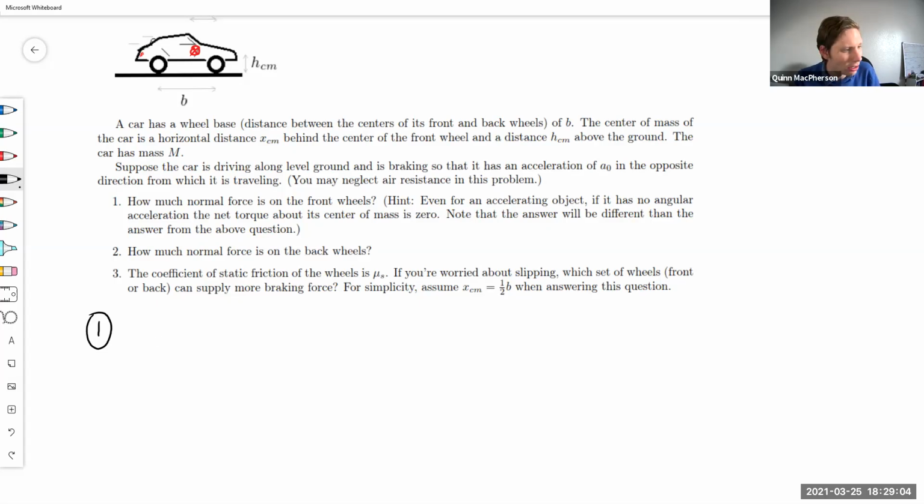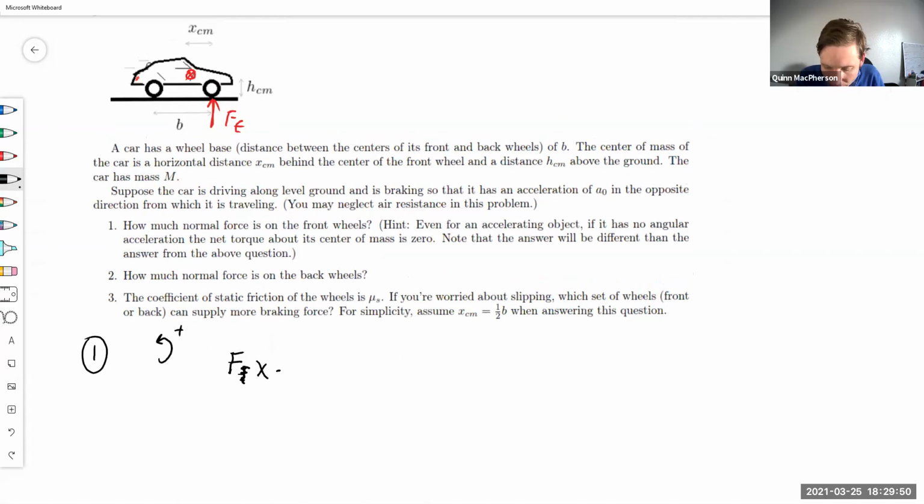we have basically there are two torques about the center of mass. There's the torque due to the front wheel and the torque due to the back wheel. So the torque due to the front wheel is this direction, so it's positive, and it will be force of front. I'll call force front F sub F. That'll be the normal force up on the front wheels, and it will have a lever arm of x center of mass.